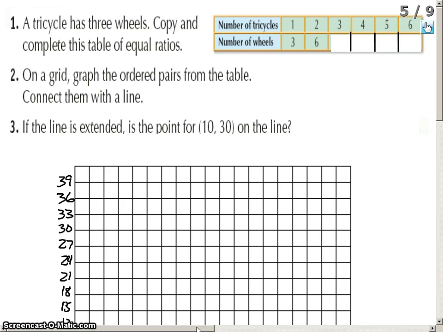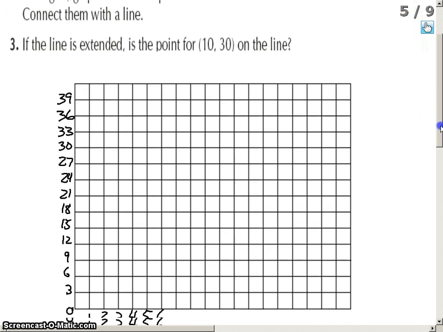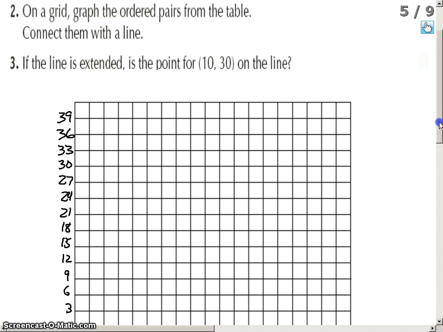Okay, so first of all, we need to complete the table. The ratio is 1 to 3, then we go to 2 to 6, and we're just doing increments of 3. That's 9, 12, 15, and then 18. Okay, now as far as my points on my grid, what I did is I just did increments of 3.